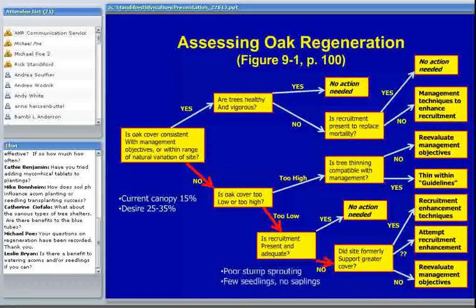And we're asked the question, is recruitment present and adequate? And actually, as in our observations, there was poor stump sprouting and few seedlings and no saplings, so the recruitment is not present and adequate. We're asked the question then, did the site formerly support greater oak cover? So using that, yes, it did formerly support greater oak cover based on the fact we see stumps out there and we didn't see a lot of regeneration that came in after the firewood harvest.